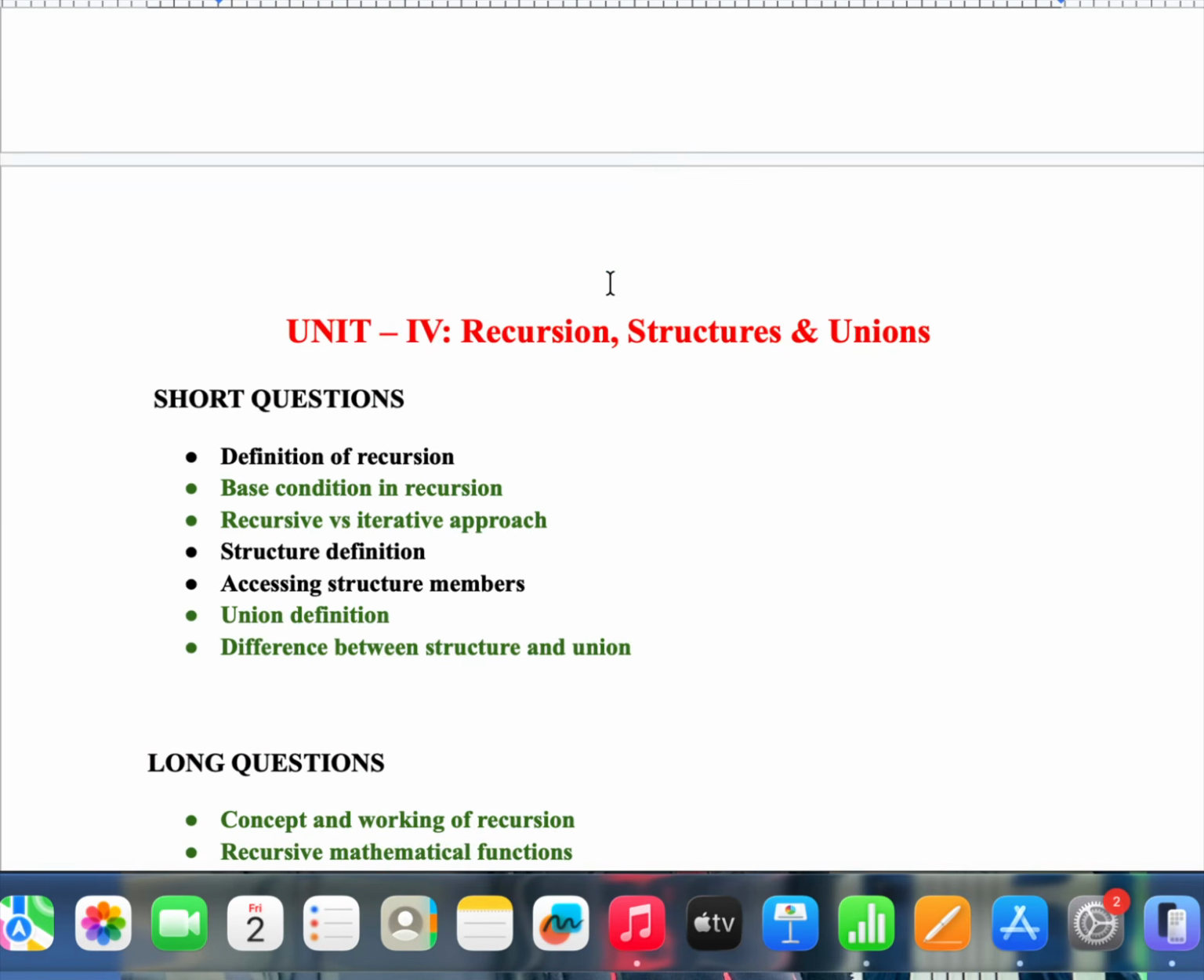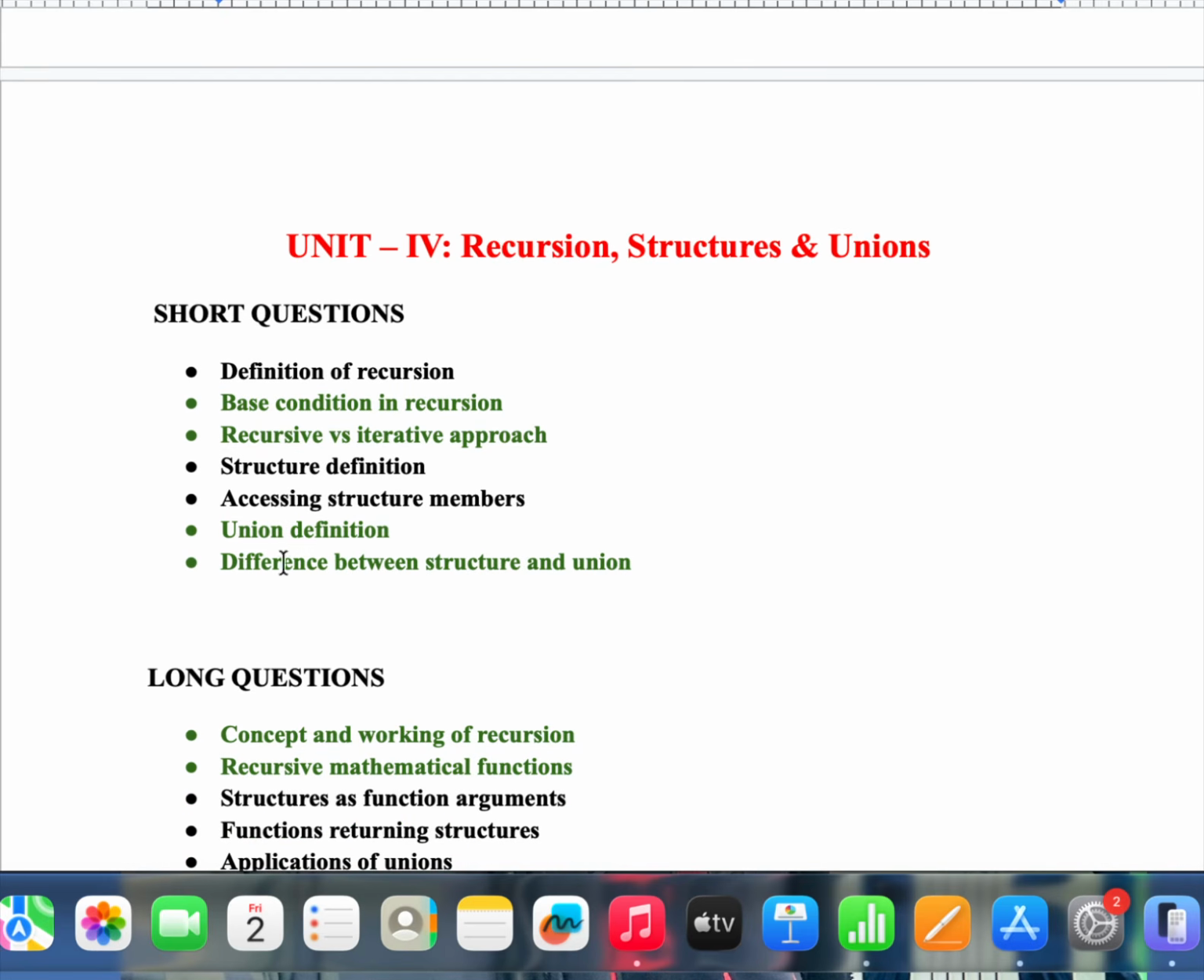Coming to Unit 4: recursion, structures and unions. A student who is looking to score 50 plus marks, 45 plus marks, needs to study even the fourth. There is no jumping around like flowing into 1 to 4, 1 4 3, nothing like that. In this course, the sequence needs to be studied as per the course and the syllabus, unit-wise.